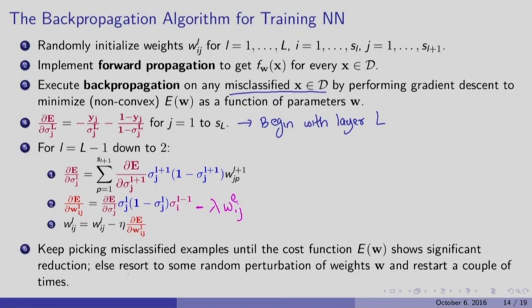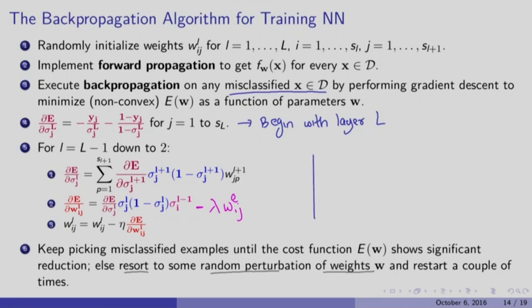In practice, one often resorts to some random permutation of the weights and restarts a couple of times, going over the entire algorithm from scratch. This is primarily to counter the non-convex nature of the error function.